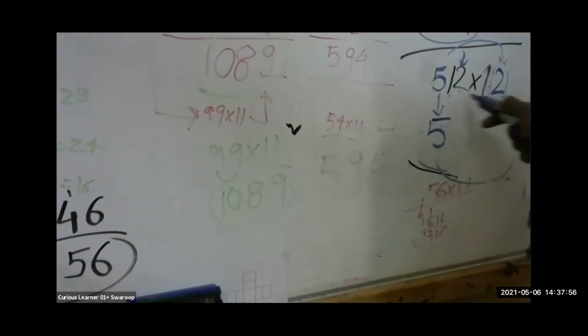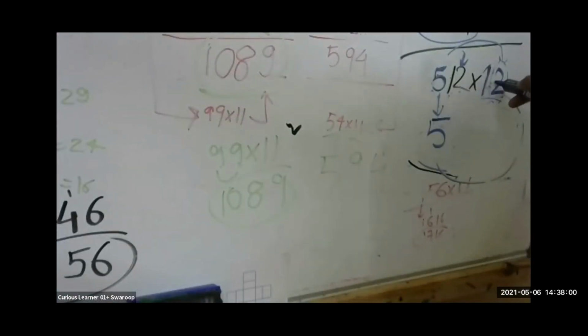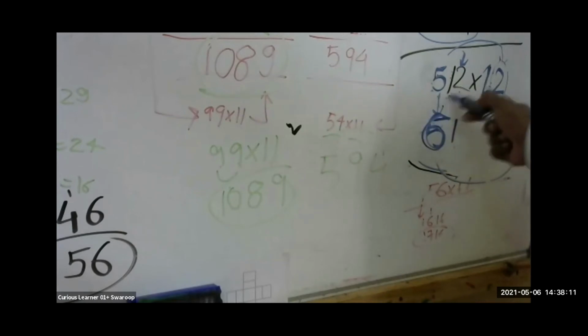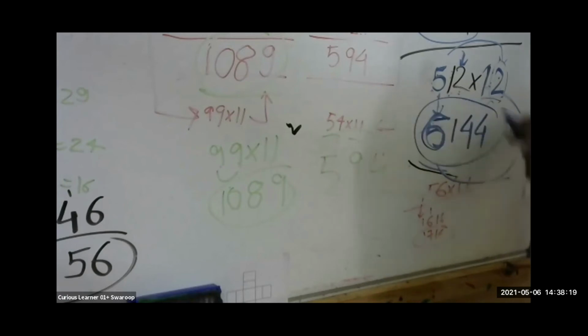So same way, 512 multiply 12. You say 5 as it is. 5 multiply 2, 10 plus next one. Right? But 12, so this 5 will become 6 now. Now 1 multiply 2, 2 plus 2 is 4. 2 multiply 2 is 4. 6,144.